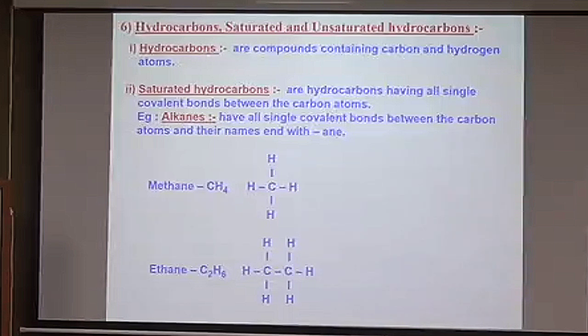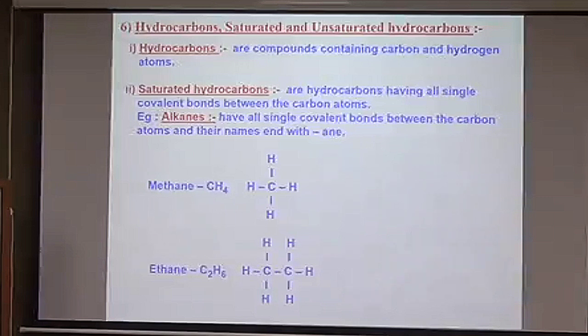Now, if there is a single bond between carbon and carbon atom, then the ending, the second part, will be ane. As I said, these compounds are called alkanes. So the next part will be ane. So the hydrocarbon with a single carbon atom becomes methane. Its name is methane. Same way, the hydrocarbon with 2 carbon atoms, eth and then ane, its name is ethane. Now let us study about the unsaturated hydrocarbons.